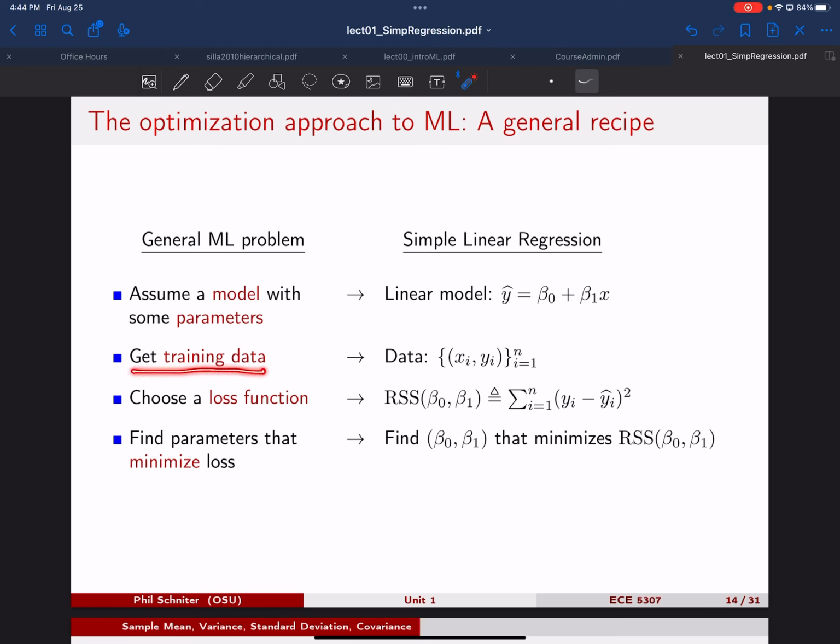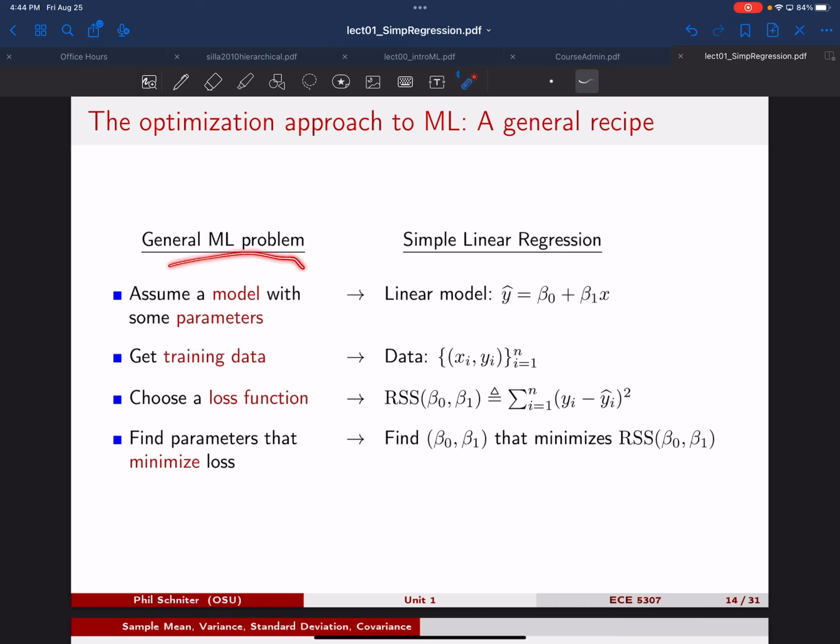Then we went and we got a bunch of training data. In this case, it was like that auto MPG data set. Then we defined a loss function, which is in this case the residual sum of squares. We know what it means here now. If I say beta 1 and beta 0 are like the best or good or bad, it's all about how small they make that quantity. And the very last step we are yet to do is to figure out what exactly are the beta 1 and beta 0 that minimize that RSS. That's the task ahead of us.